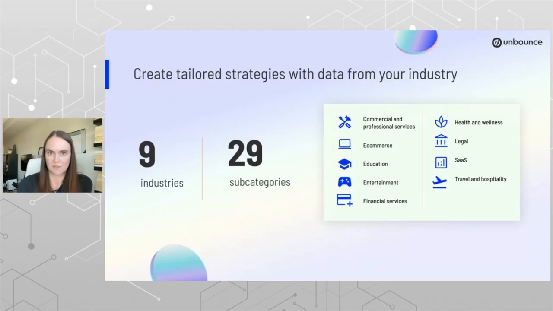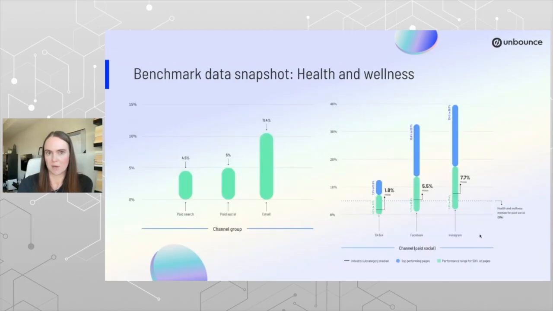The industries that are featured in the report were based on the volume of landing pages created and conversions generated with Unbounce. So this is also going to give you a sense of which industries are getting the most value out of the builder. Now, to give you a sense of what information you're going to be able to find on your industry, let's take a quick look at some of the benchmarks in the report.